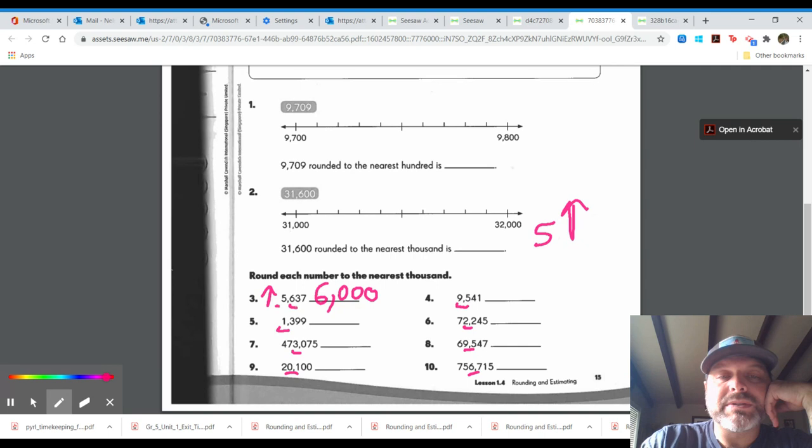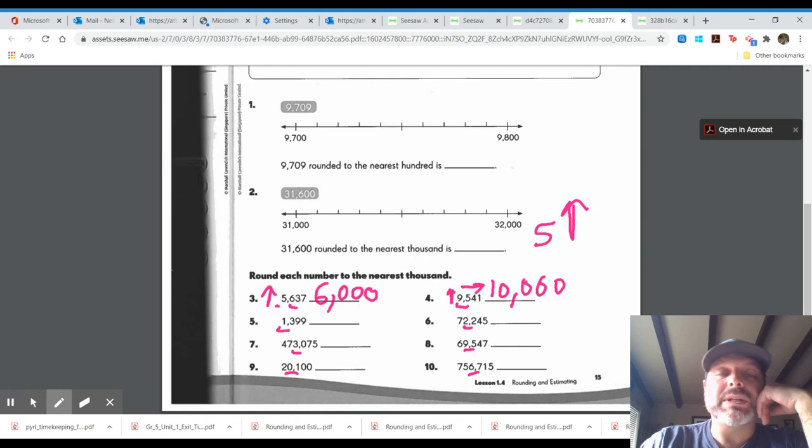Like I use those numbers. Number 4, you have 95, so it's a 5, so it would go up. So the question is, is 95 closer to 90, or is it closer to 100? And if it's 100, that actually will go up. This is tricky because that 9 goes up to a 10, and that 10 would actually be a 10,000. And all the numbers after that place value turn into zeros. Always.